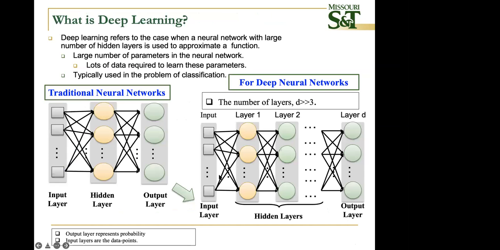So now we're going to talk about what deep learning is. Deep learning refers to the case where a neural network with a large number of hidden layers is used to approximate a function. I talked about function approximation in the last session. Deep neural networks are supposed to be good function approximators, so we're going to use that here too. But as you increase the number of layers, you're going to have a tremendous number of weights, or what we call parameters, in the neural network. Lots of data is required to learn these parameters.